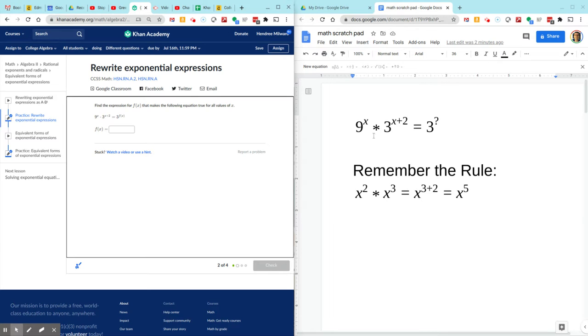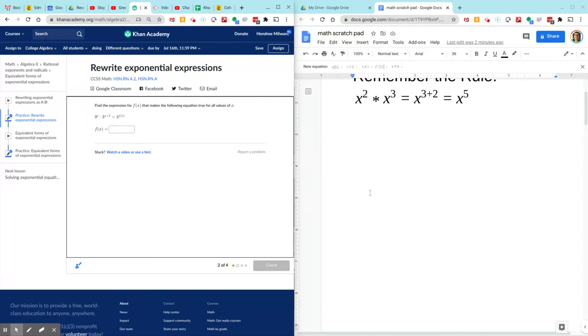The first thing I think when I see this is, wouldn't it be nice if I could just use the addition rule? I've got multiplication between two things that have exponents, and a lot of times I can just add these exponents together. But the trick with using this addition rule of exponents is that the bases have to be the same. I'm noticing my 9 and my 3 aren't the same base. But we're not out of luck.